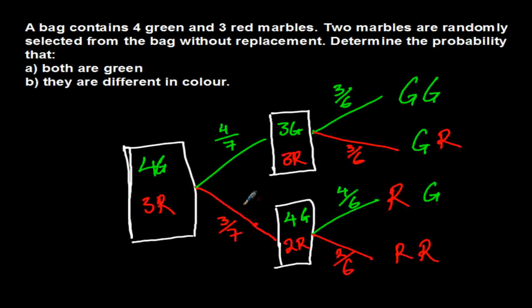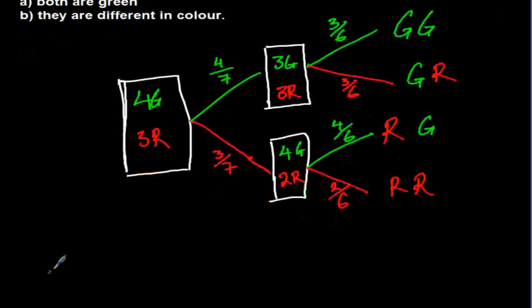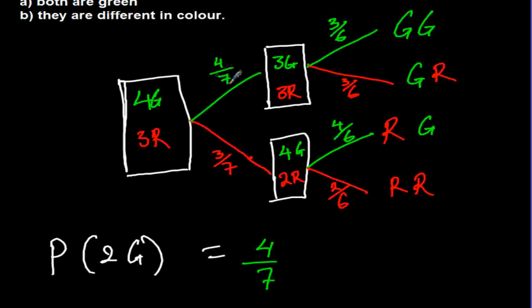So our question is find the probability of picking both greens. Both greens is green, green. So that is answering that part. For the probability of getting 2 greens, it's the same as picking green, green. And green, green was 4 out of 7, this first part, times the second part, which is 3 out of 6.